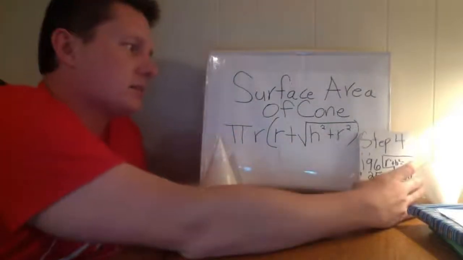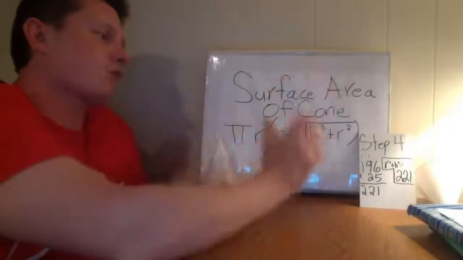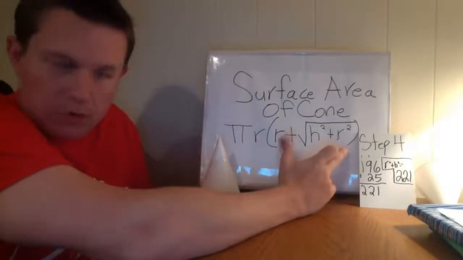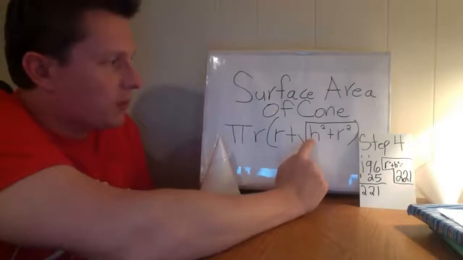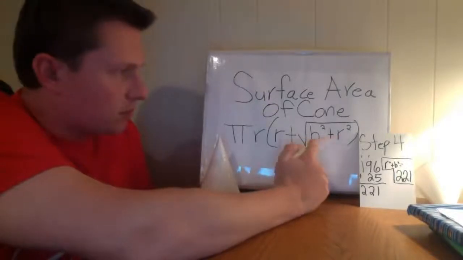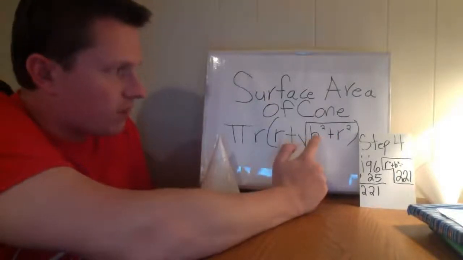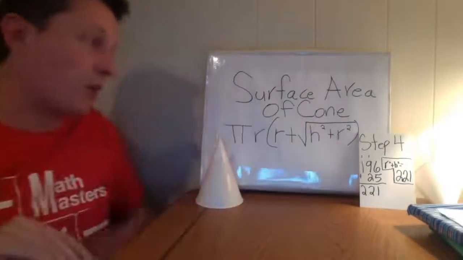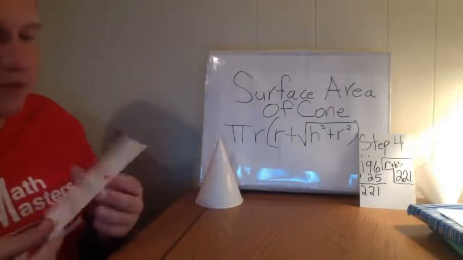So now, because you have to do what's in parentheses first. PEMDAS rules, order of operations rules. And we did the height squared with the exponents, and then we add them together. And we're going to get 221. You can probably already surmise what the next step is going to be.